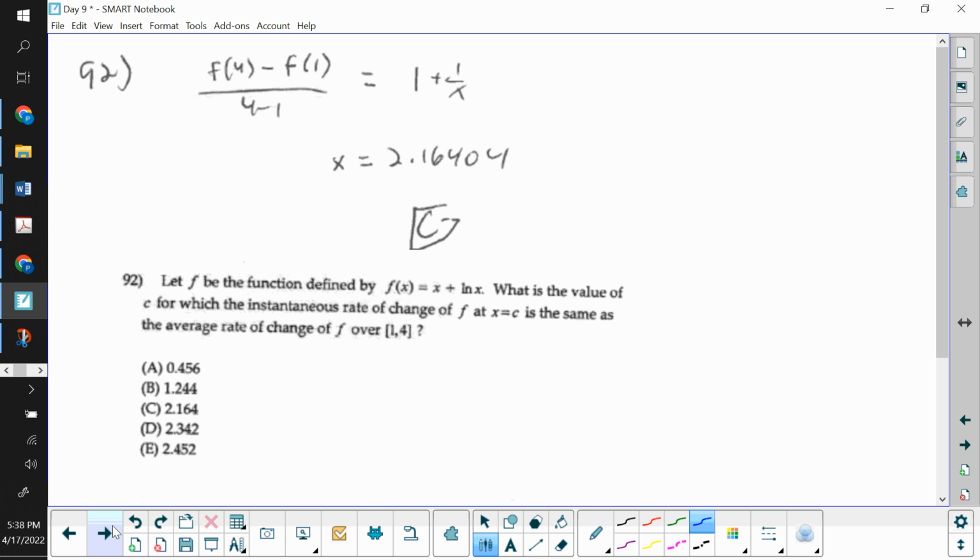And the last one, 92, this is mean value theorem. Instantaneous rate of change is just our derivative, which we get here. Remember, derivative of natural log is 1 over stuff times d stuff, so 1 over x times 1. And then over on the left, you have your average rate of change. So it's f of 4, so in other words, 4 plus natural log 4, minus, in parentheses, 1 plus natural log 1, over 4 minus 1. And when you go through and solve that, you'll eventually get choice C.